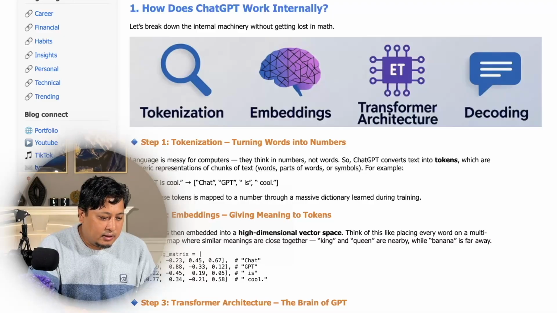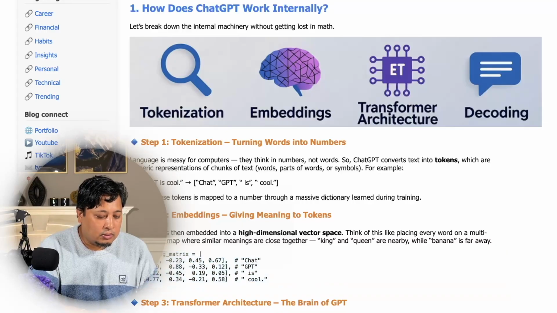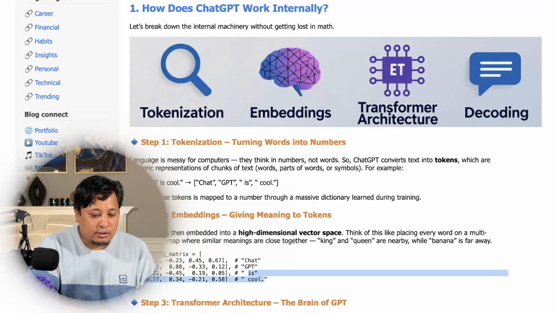Here, I have an embedding matrix. Under this, I have a four-dimensional array, and it has 4 rows and 4 columns. The first row represents the first word, the second row represents the second word, and so on. So under this, it has the concept that Chat and GPT are relevant to each other, so they are close together with similar numbers. Likewise, is cool, these are 2 words which are relevant to each other, and so they are represented with numbers which are closer to each other.